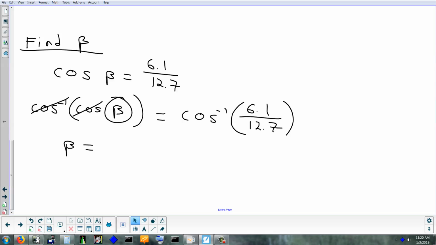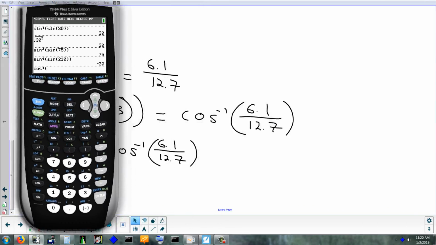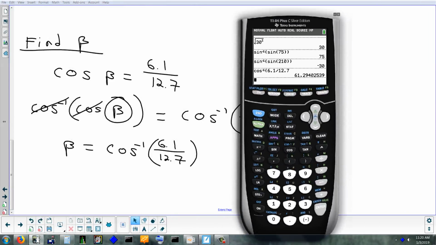I get beta by itself on the left, and now I need to do what's on the right. It's inverse cosine, and the argument you're plugging in, 6.1 over 12.7. Even if that reduced, I wouldn't worry about it. Just leave it like that. Okay. Inverse cosine of 6.1 over 12.7. I get 61.294. And what is that? 61.294 represents what in this problem? What did I just find?